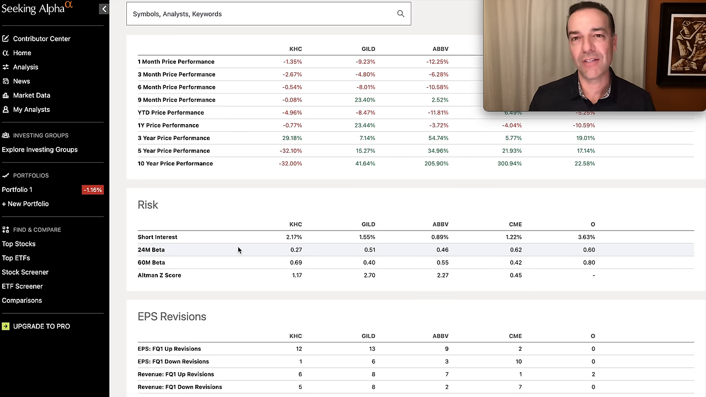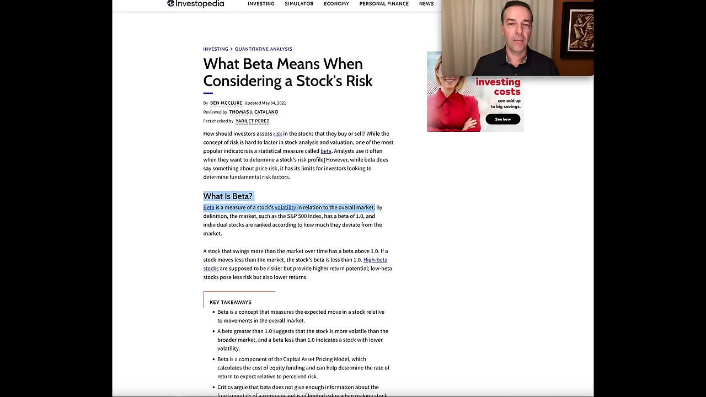Now we're down at the risk section of these top five stocks, and we're looking at the 24-month beta. But just in case you don't know, what is beta? Here you see that beta is the measure of a stock's volatility in relation to the overall market. So beta tells you how much you expect your stock to move around compared to the overall market.